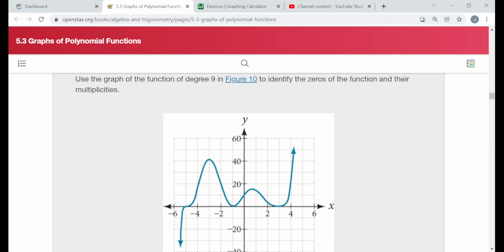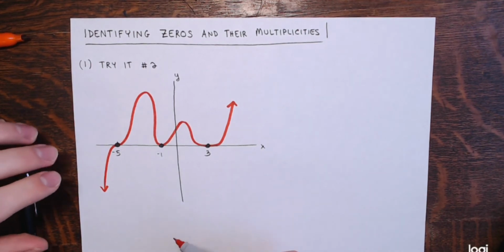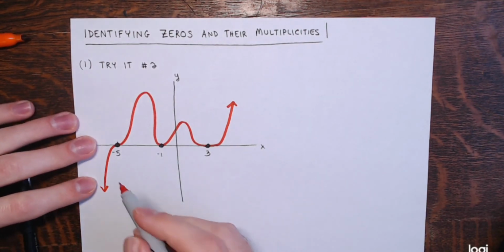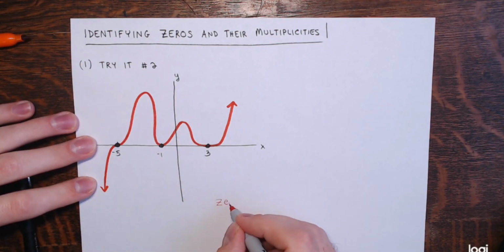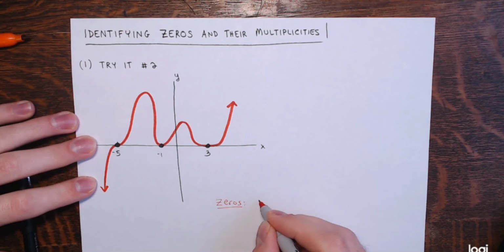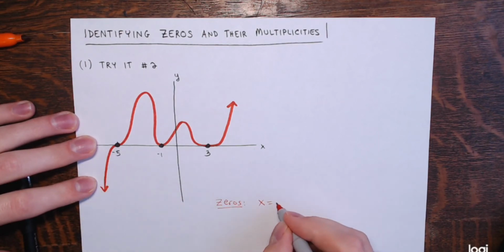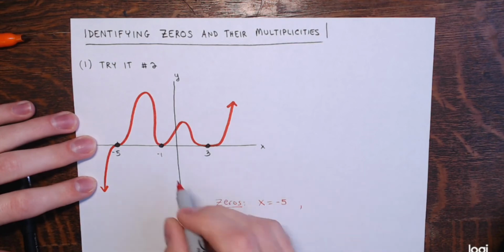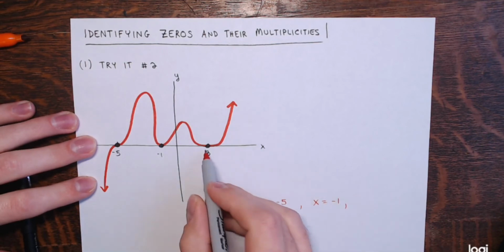I'll draw a rough sketch of this. So here is a very rough sketch of the drawing they had for us. Now, we see that the zeros, and I've already written them out here, but you could see that from the graph. The zeros are at x equals -5, where the graph is on the x-axis. x equals -1, there's another x-intercept, and at x equals +3.